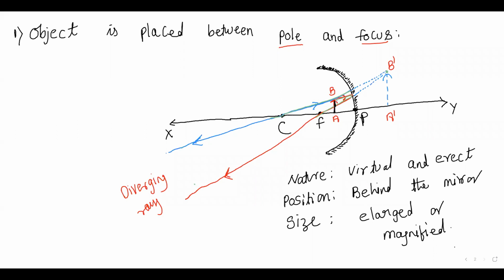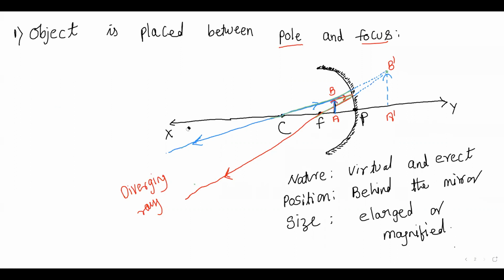Now in this position, the object is kept very near to the mirror. Object is kept between focus and pole, very near to the mirror. This position is used in our daily life in the case of a shaving mirror. So concave mirror is used as a shaving mirror.